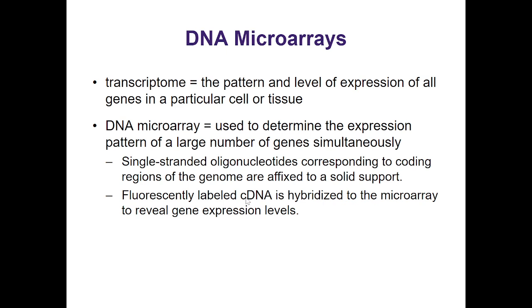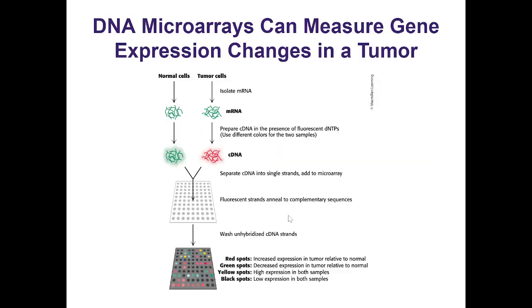Fluorescently labeled cDNA, remember this is the complementary DNA that we can get from the mRNA that we talked about before, is going to be hybridized to the microarray to reveal the gene expression levels. And again, we're looking at how much that DNA is expressed in that specific cell under those specific conditions, right? Remember, your DNA is actually the same chromosomes all over, but it is not expressed the same everywhere, is it? Or in every situation. So again, here's our DNA microarrays. We're measuring, in this case, gene expression changes in the tumor. So here we have a normal cell, here we have a tumor cell.